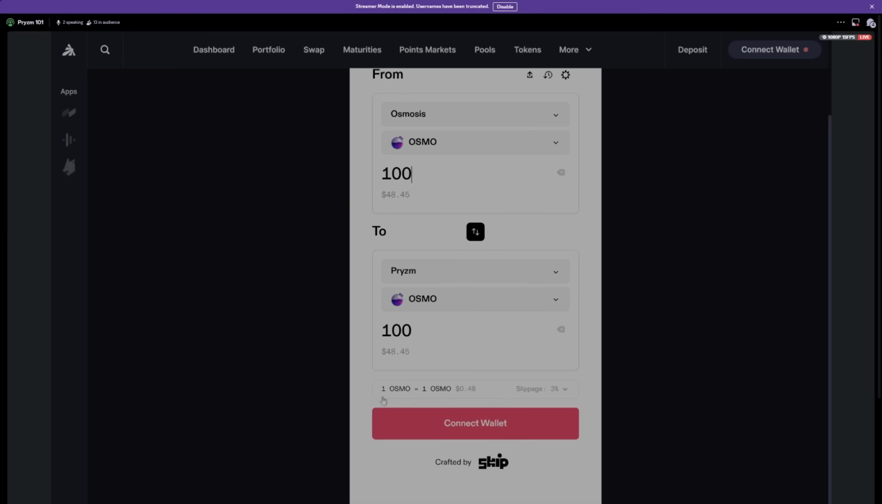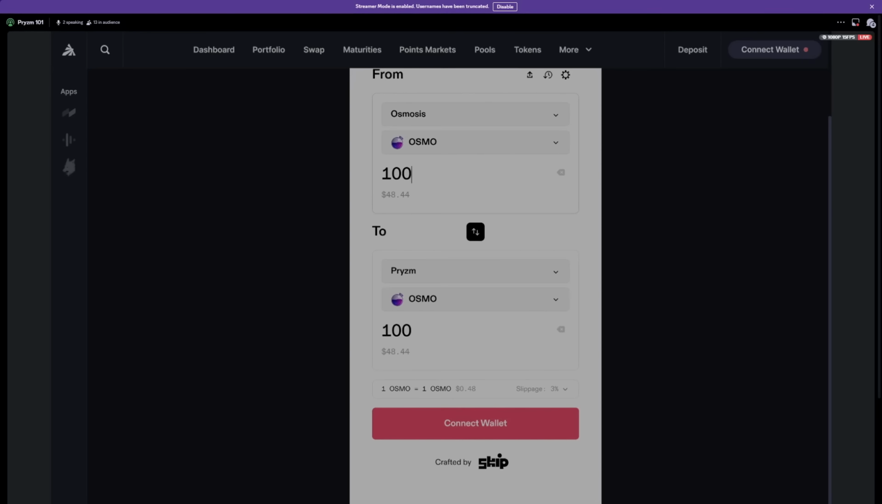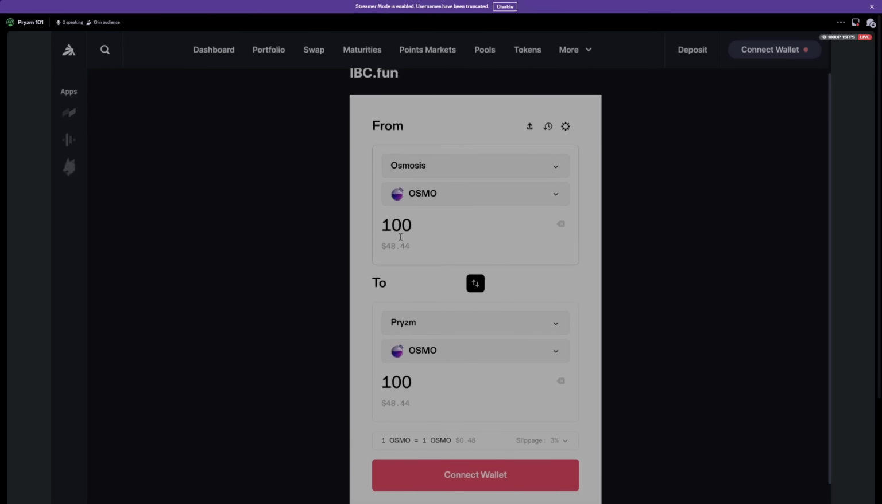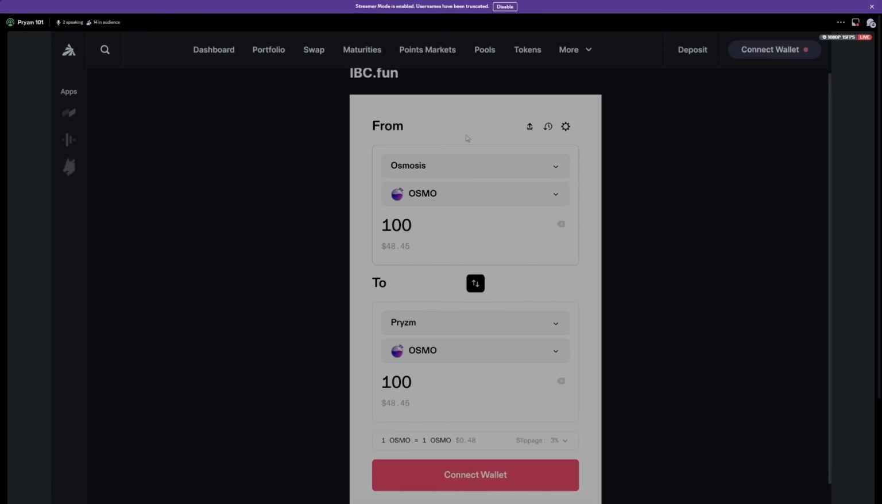So the bridging process is super easy. All of this is powered by Skip. In case anyone doesn't know, Skip have really good things for the interchain, and so that's how you just deposit. It's just IBC is what it's called, the Inter-Blockchain Communication Protocol, and it's super easy for transferring tokens around between connected blockchains. And this takes a matter of seconds to send stuff over.